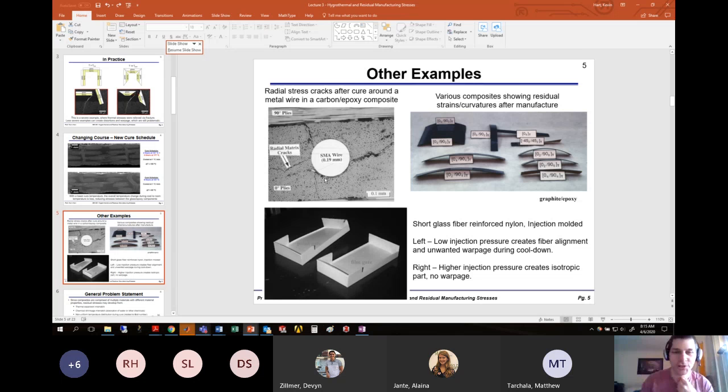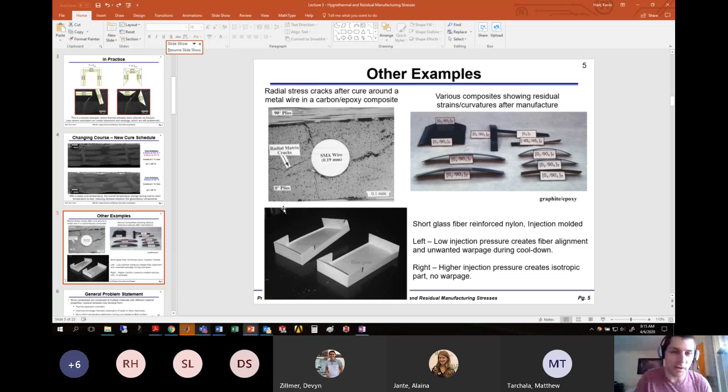This is a metal shape memory alloy wire. So if you guys have ever seen shape memory alloys, like nickel titanium is a common one. This is a nickel titanium wire inside of an epoxy matrix. And there you have pretty substantial coefficient of thermal expansion mismatches. So between a metal and, let's say, a carbon fiber, those coefficient of thermal expansion mismatches are tremendous.